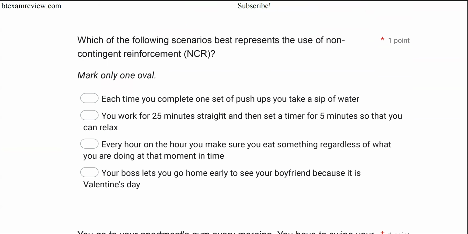Which of the following scenarios best represents the use of non-contingent reinforcement? All right, so we have a term, and when you get a term, you want to define that term. So what does non-contingent reinforcement mean? Non-contingent reinforcement is an antecedent strategy where reinforcement is delivered regardless of the behavior. Typically, this happens on a schedule. When we talk about a contingency, we mean an if-then statement, a first-then statement, where something is required to happen in order for something else to happen.